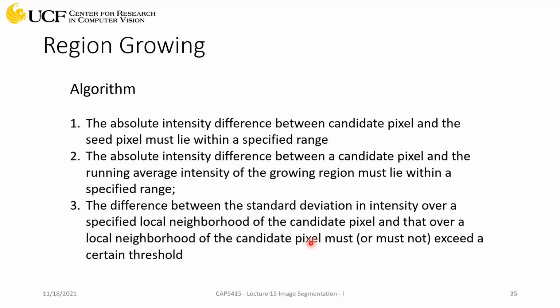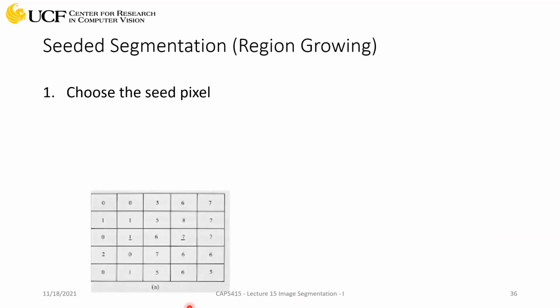If the variation is high, you won't add new pixels. But if the variance or standard deviation is low, you will keep adding. All right, so these are just two or three different terms which will be used, and you can use any combination of these. So let's go through a very simple example.